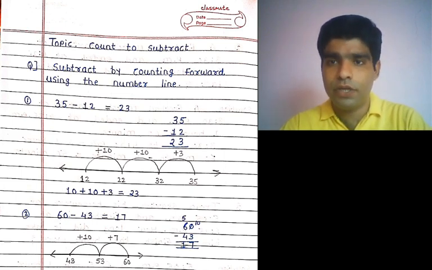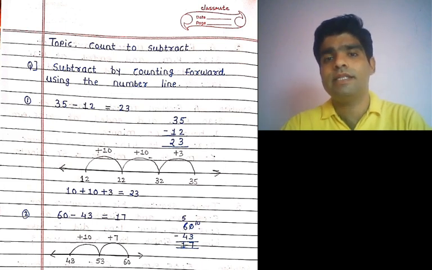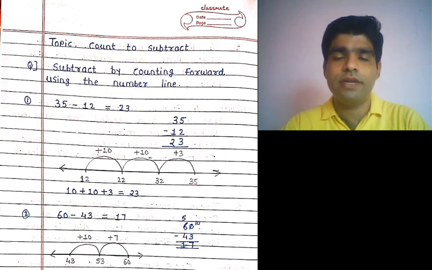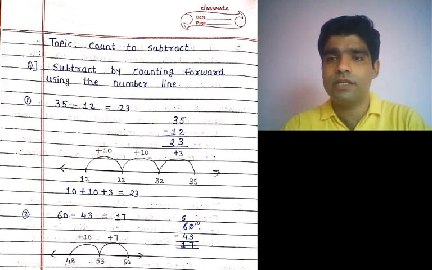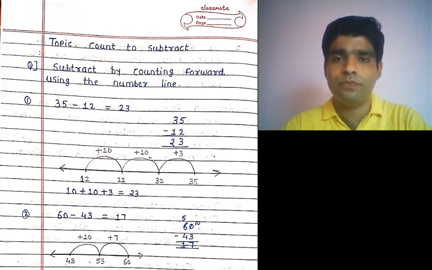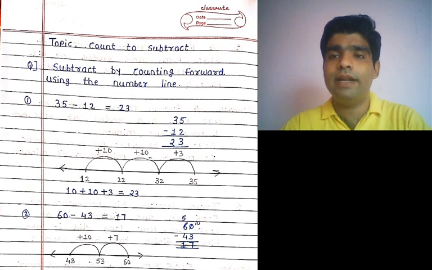Now start from the 12. Now to 12 you have to add 10. Your answer is what? 22. Definitely 12 plus 10 is equal to 22. Now second, to 22 again we have to add 10. Next your answer is what? 32. Okay, now next is to add 3. It means your answer is what? 35. Okay, why 35? Because 32 plus 3 is 35.